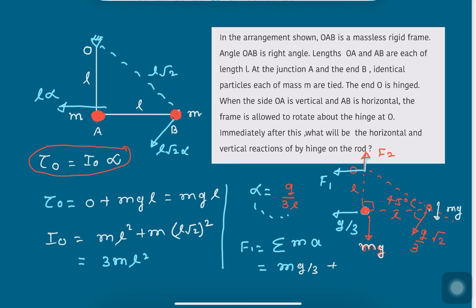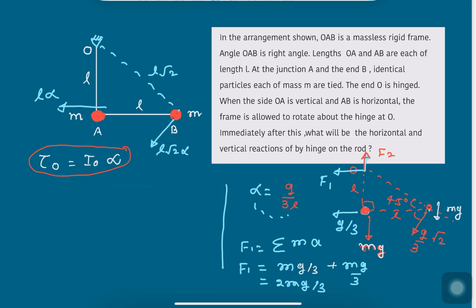And the particle at B also has some leftward acceleration, g by 3 root 2 cos 45. So when we take cos 45, 1 by root 2 cancels, and what remains is g by 3, and the mass is m. So here also we will get mg by 3. So F1 we have obtained, that is 2mg by 3, right? 2mg by 3.